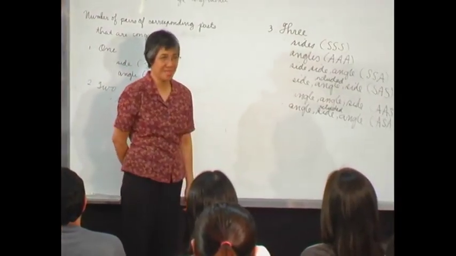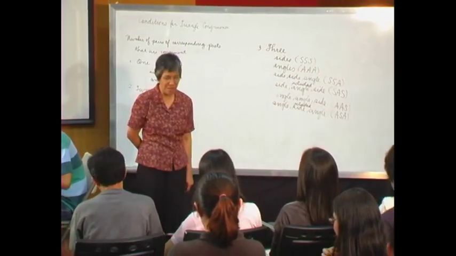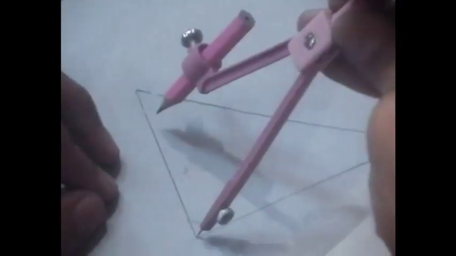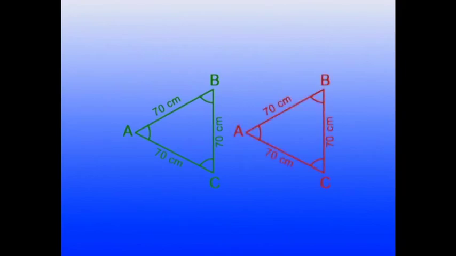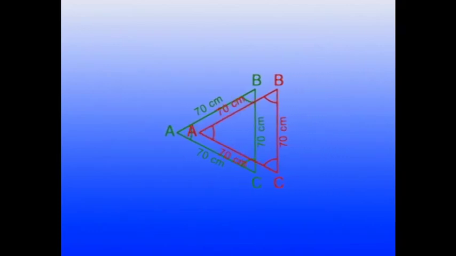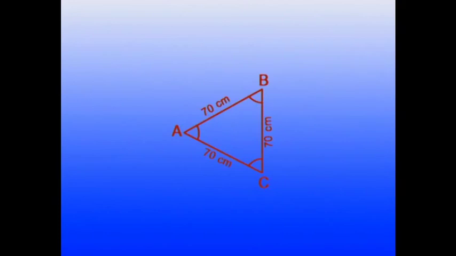Make your predictions again. Test them by actually doing the construction. You now have clean sheets of transparencies. So we draw a triangle which has a 70 centimeter length and another triangle which has a 70 centimeter length. And if we coincide them together, magically they will be congruent.